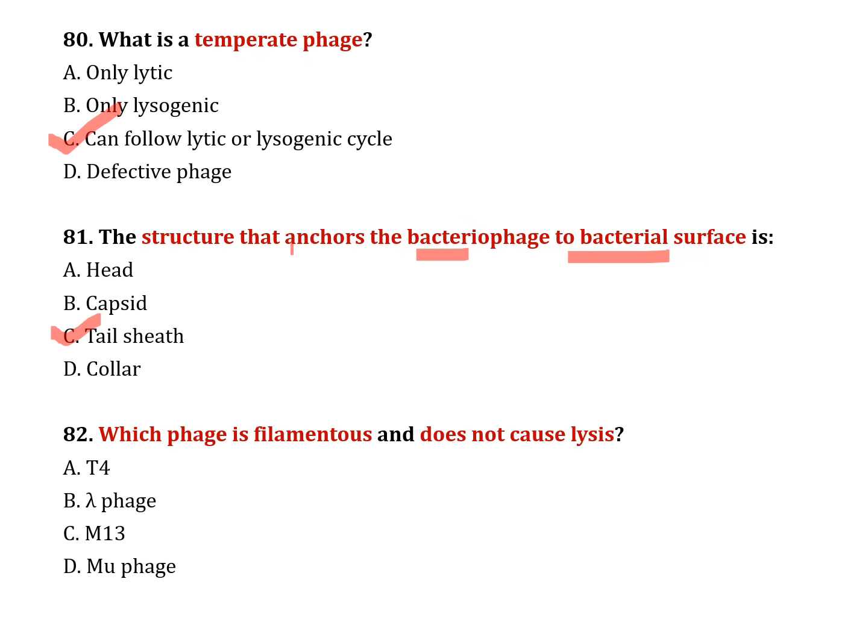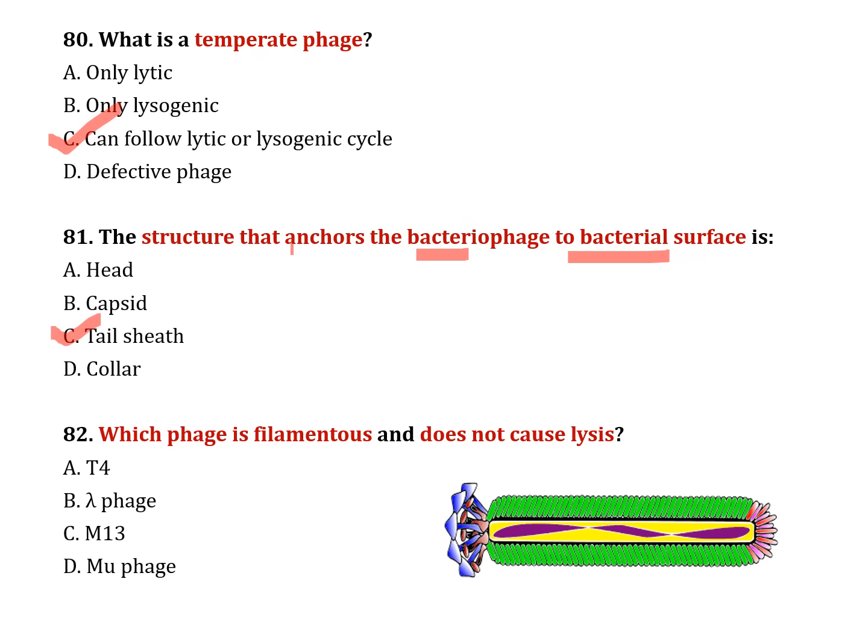The next question, number 82: Which phage is filamentous and does not cause lysis? Option A, T4; option B, lambda phage; option C, M13; option D, Mu phage. Correct answer is option C, M13.